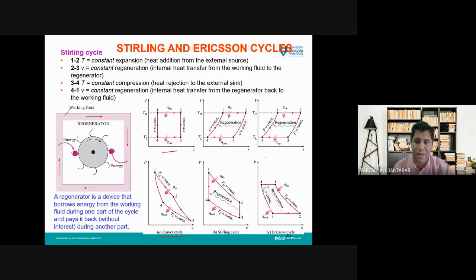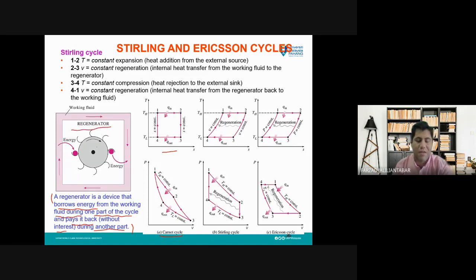But before I explain about these cycles, I need to introduce you to the regenerator. A regenerator is a device that borrows energy from the working fluid during one part of the cycle and pays it back without interest during another process. Here you can see a schematic of a regenerator.